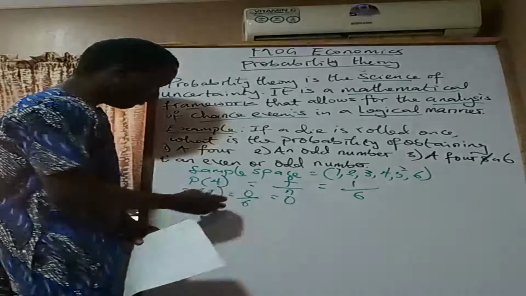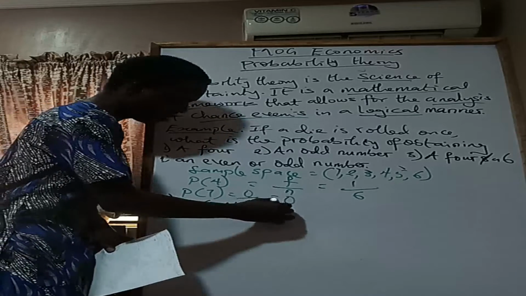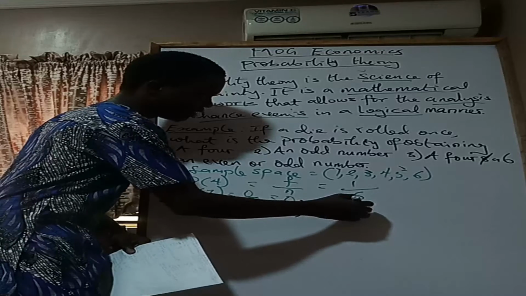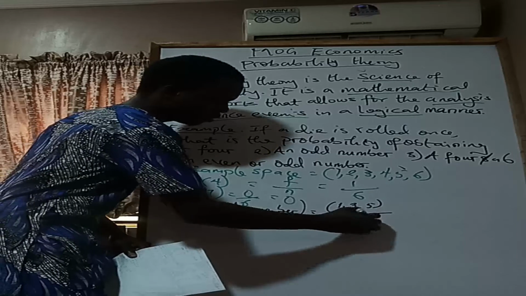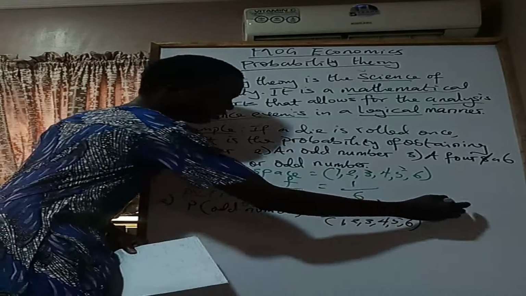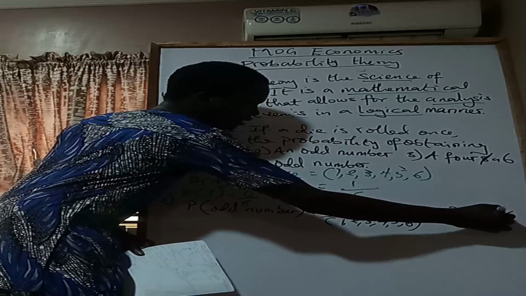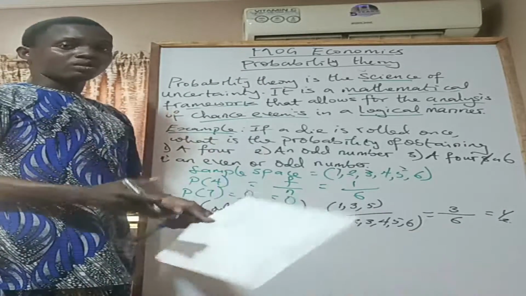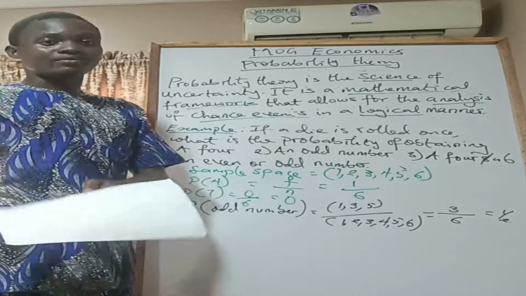Do you understand? So the probability of obtaining an odd number, P of an odd number, is how many odd numbers you have: 1, 3, 5, right? So what's your sample space? 1, 2, 3, 4, 5, 6. So you have 3 odd numbers divided by the sample space 6. So the probability of obtaining an odd number is just 1/2. That's true because on a die, half of the numbers are odd, and the other half are even numbers, right?